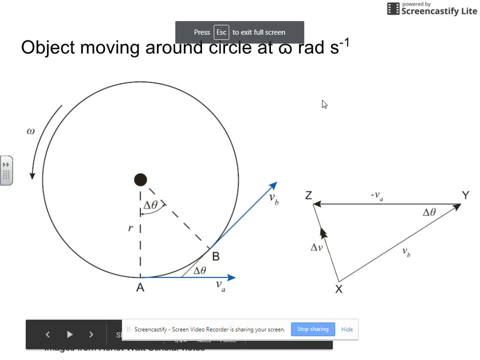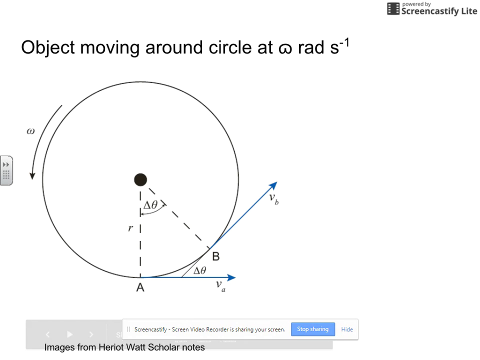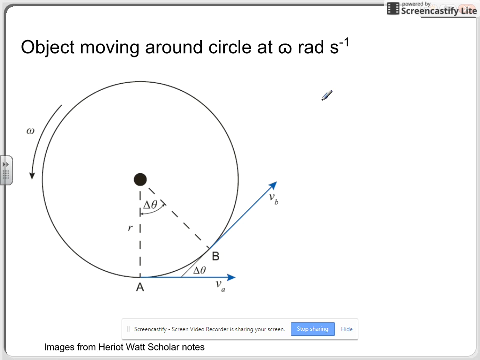Okay, right, so just going to take you through where we get this equation from for central force. And the one we're after is F equals mv squared over r. So if we get to that point within the next 20 minutes, then that will be good. It's to do with something which is rotating in a circle, so it's going round.